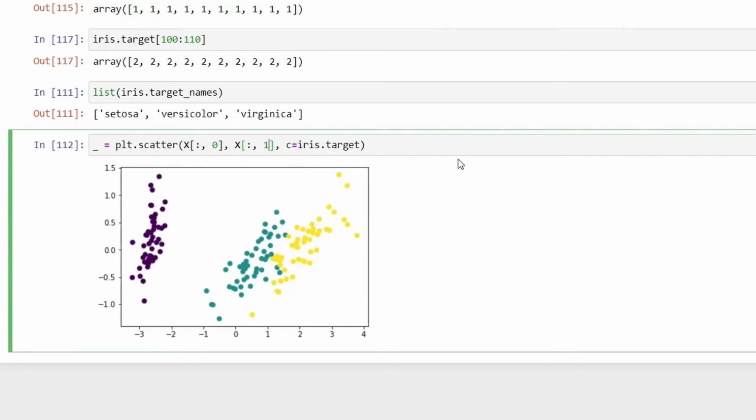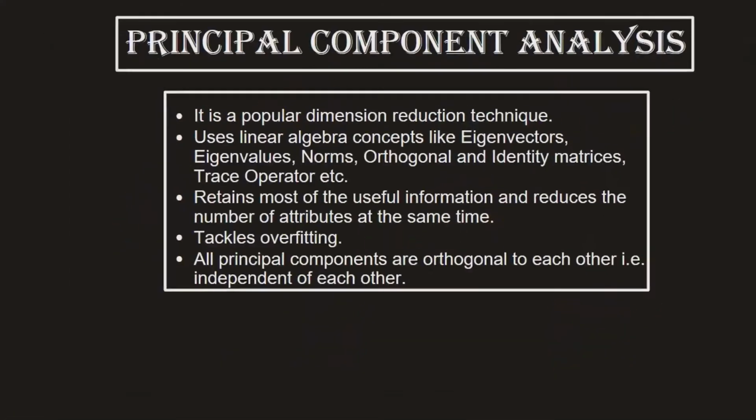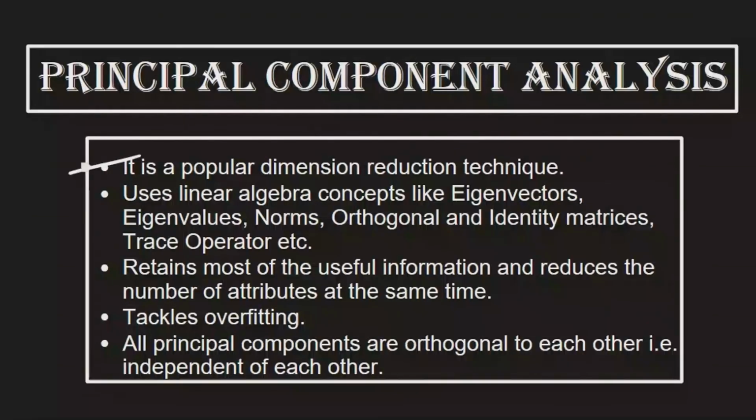And now, since we have already covered this practical part, the theory part will make a lot of sense. As we know so far, principal component analysis is a dimension reduction technique. It is also referred to as a machine learning algorithm, but I don't prefer to call it an ML algorithm because logically it is more of a dimension reduction technique. It uses concepts like eigenvectors, eigenvalues, norms, orthogonal and identity matrices, and trace operators, etc. All the topics that we have covered within this playlist.